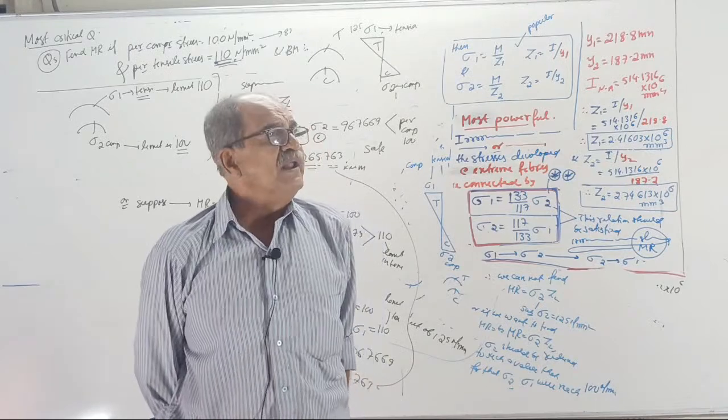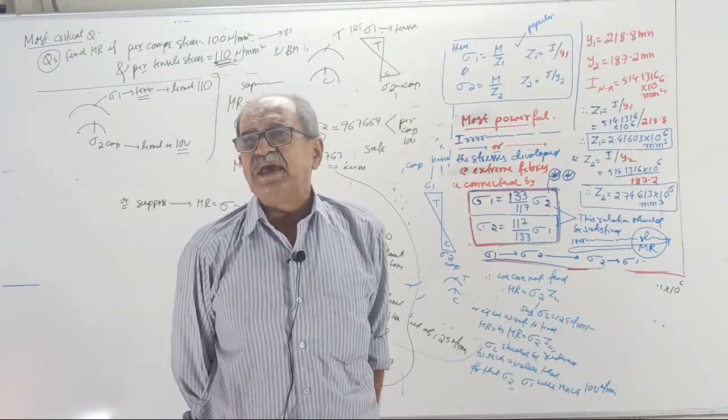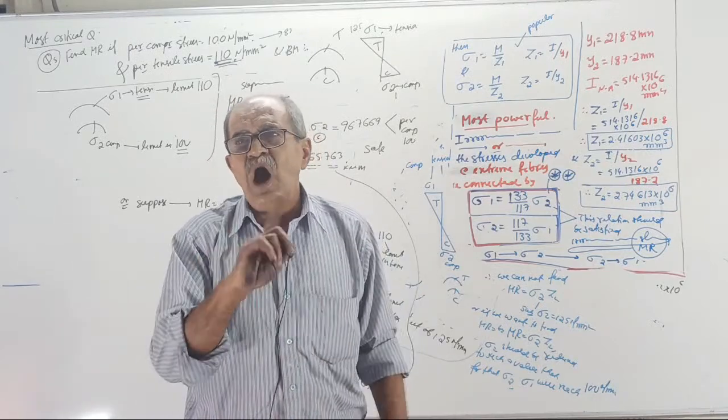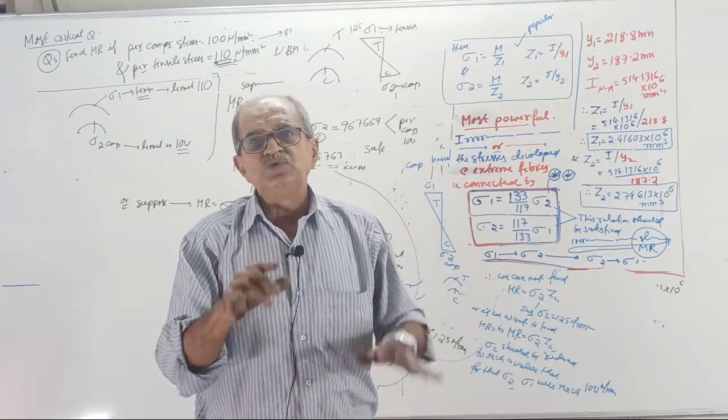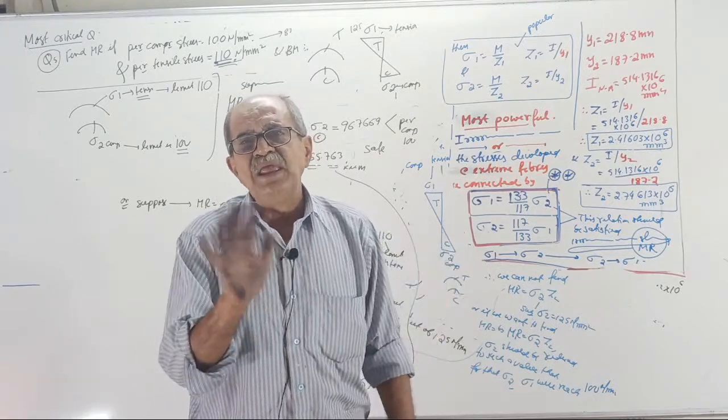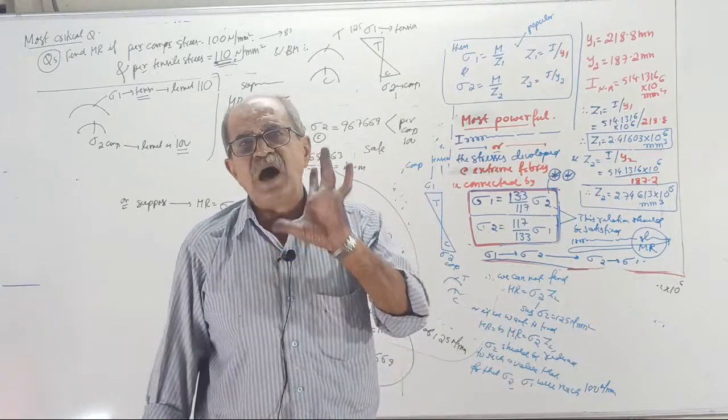Why? Over reinforced means concrete will reach the critical, but steel will not reach critical. It is like too much of money is there. Full money you cannot use. You have to use partial.